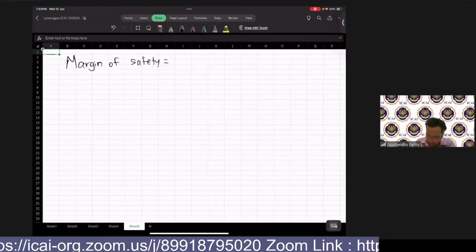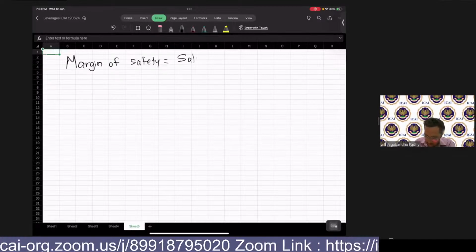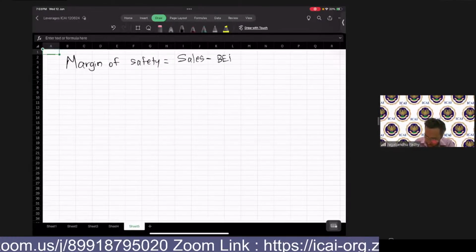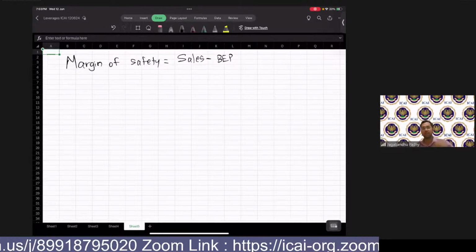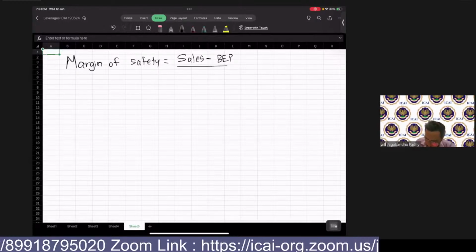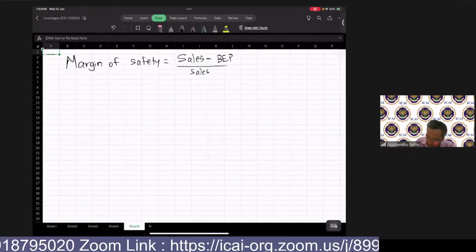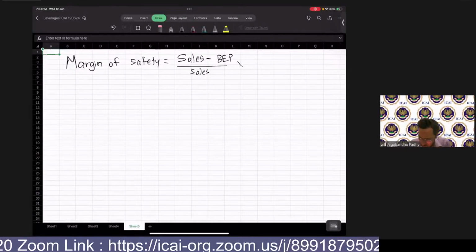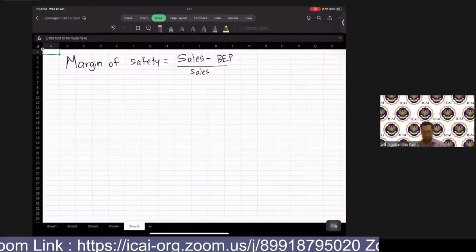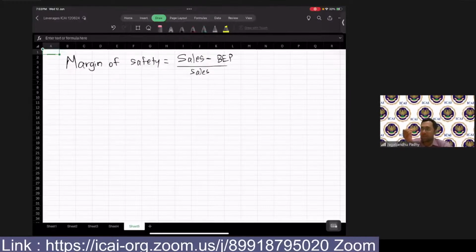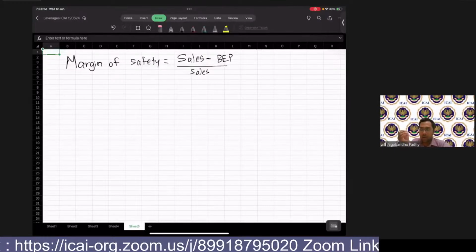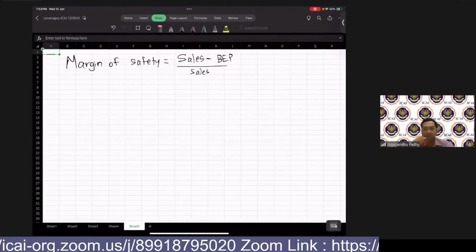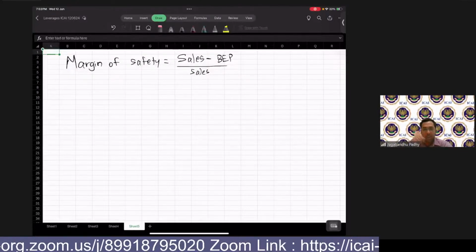Margin of safety in percentage terms is sales minus break-even point, divided by sales. It is the sale that you have over and above the break-even point. So if your break-even point is, let's say, 30,000, and you're selling 50,000, then the additional amount over and above the break-even point that you have is what we call the margin of safety.